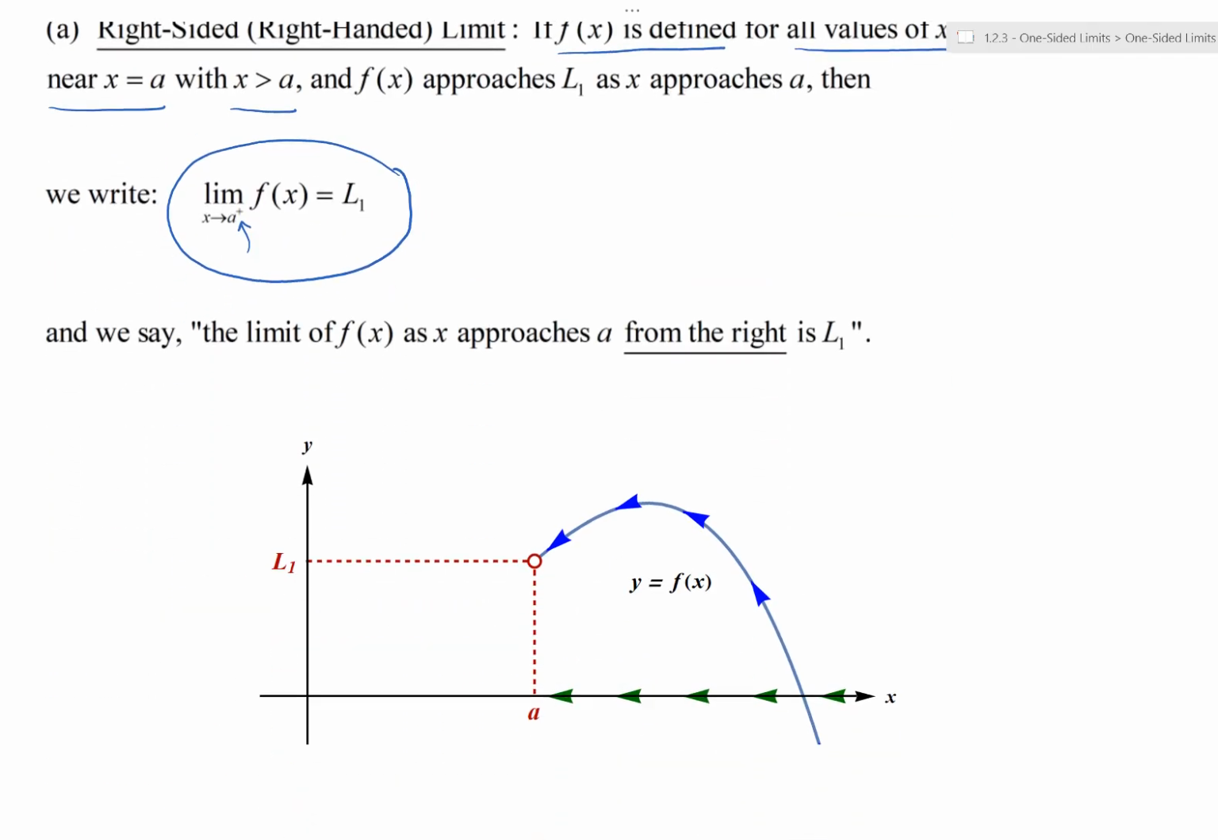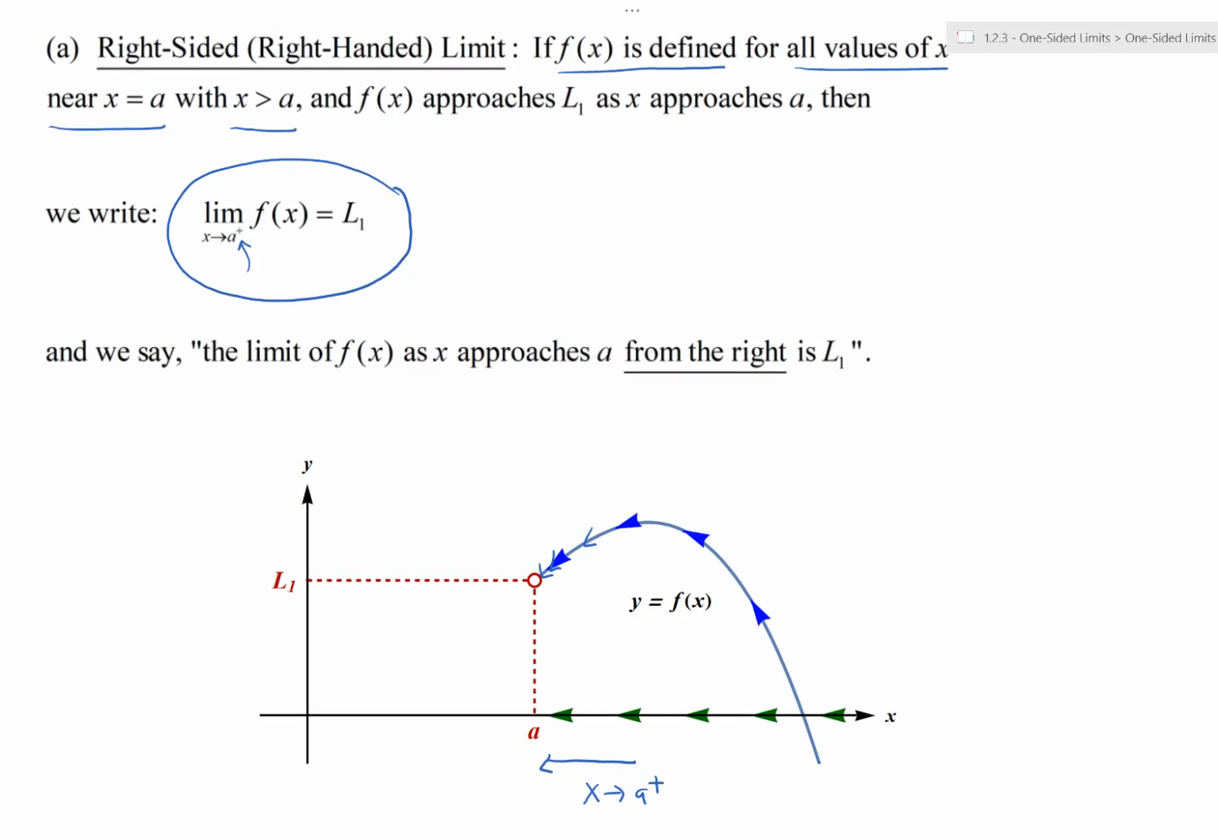This is what we've been dealing with. Now we're just formalizing it. I'm approaching x equals a from the right. So there's x approaching a from the right to the left. The function is approaching some location, call it L1. Remember, it doesn't need to be defined there. It just gets arbitrarily close. That's what's called a right-sided limit or right-handed limit. When we approach this numerical value a from the right to the left, the function approaches some real number, call it L1.